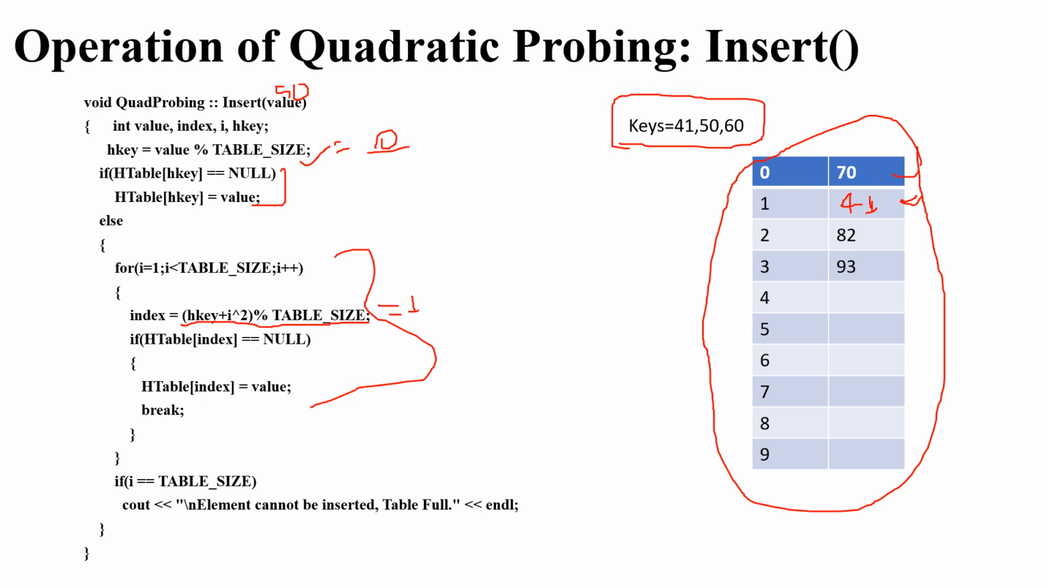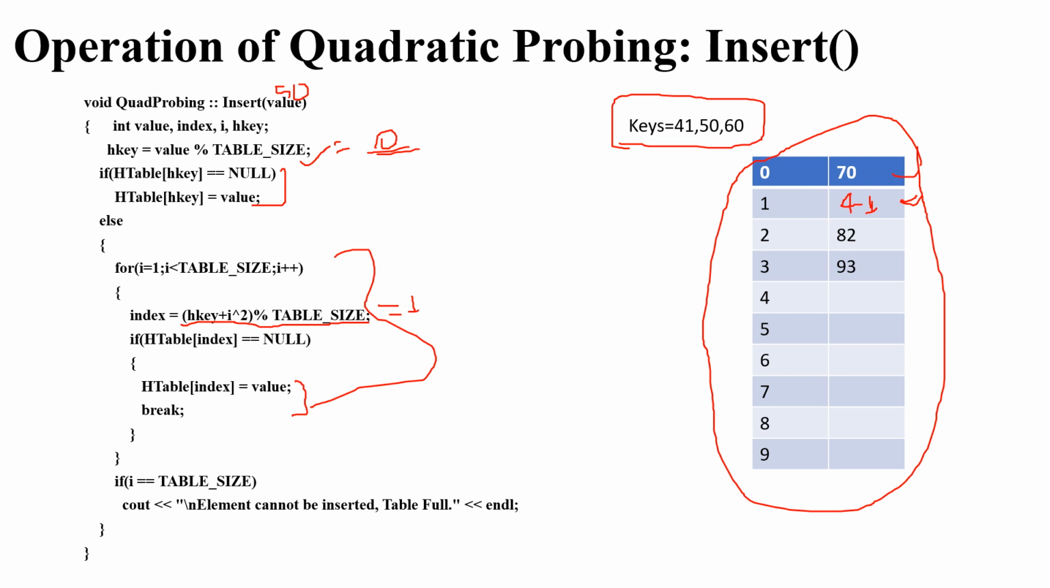Now don't run this because this condition failed. Now increment the i value. Now i becomes 2. My h of k value is 0, so 0 plus 2 square gives 4. 4 modulus 10 gives 4.